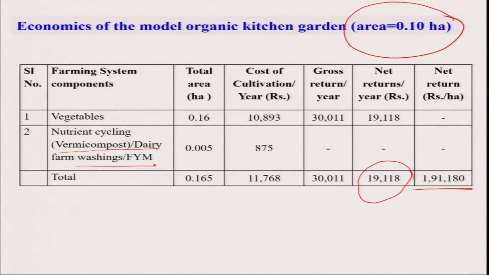This is the income. Besides, he also gets good quality food and nutritional security for his family throughout the year. He does not have to go for work from outside. He will be busy managing his farm throughout the year, so income will also come throughout the year. He will get some amount of money. So this type of small organic kitchen garden should always be promoted.